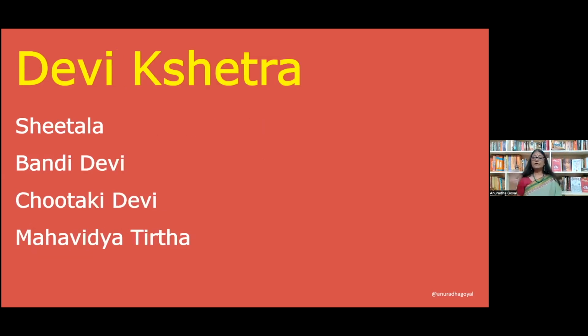Then there are a whole lot of Devi Kshetras in Ayodhya. There is Shitala Mata, there is Bandidevi. Now, Bandidevi is a very interesting name. Bandi means a prisoner. So this is a Devi of the prisoners, people who are in prison of any kind. It could be a physical prison, or a mental prison, or a psychological prison, but she's a Devi for people who are in prison. Then there is Chutki Devi. The interesting part, I couldn't gather much about it, but you worship her with chutkis. So you go there and you do chutki, so she's called Chutki Devi.